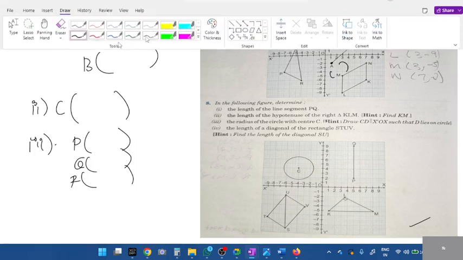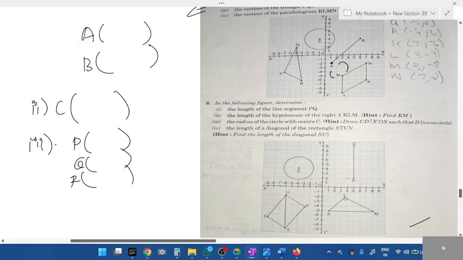Now, PQ. From P to Q, how many values are given, students? P is at 2. How many boxes from 2 to 9? Unit. What's the answer, students? How do you find the length? 9 minus 2. How much is 9 minus 2? Is it 7 units? Is the answer 7 units?